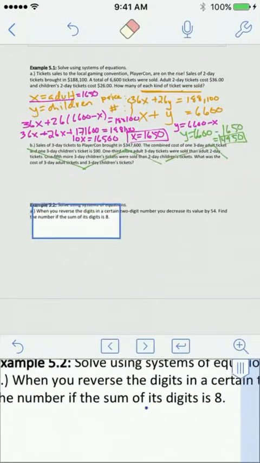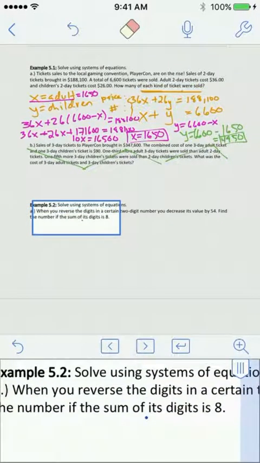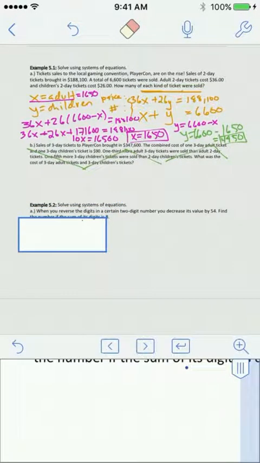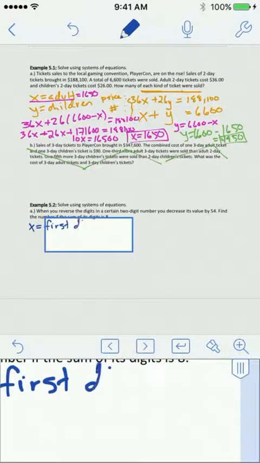Let's start with what we should always start with, defining our variables. It's very important that we define our variables here because it seems like we're only talking about one answer, right? But there's actually 2. I'm going to define the x as this first digit, and I'm going to define the y as the second digit.